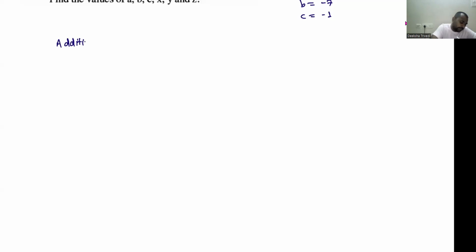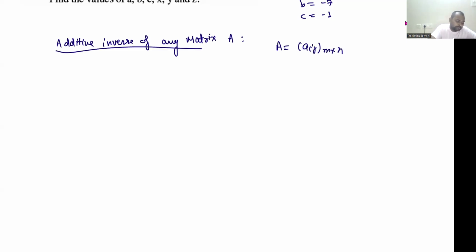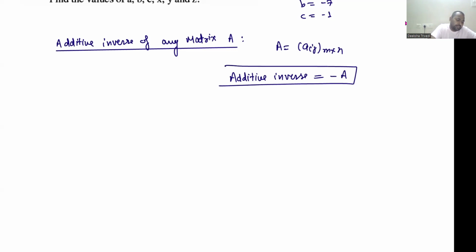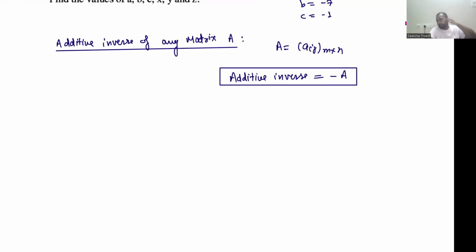That is the additive inverse of any matrix A. So if A is Aij of order m cross n, then what is the additive inverse? The additive inverse is minus A. So if we have A, then the additive inverse is minus A. That's it.